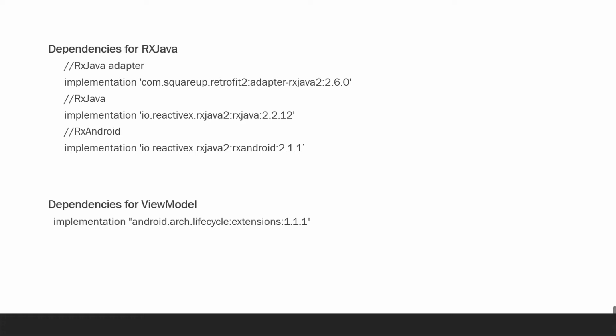and ViewModel. ViewModel is a part of Android Jetpack. The ViewModel class is designed to store and manage UI-related data in a lifecycle-conscious way. So this model class allows data to survive configuration changes such as screen orientation.